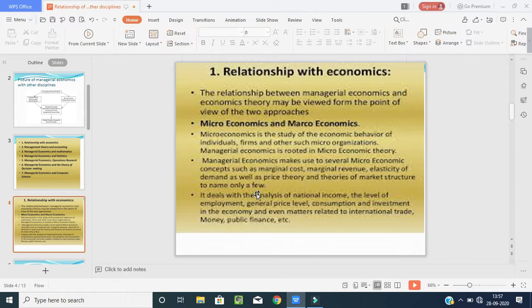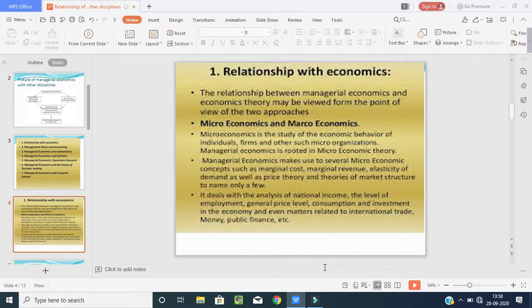Now it means managerial economics deals with the analysis of national income. What is our national income, what is the GDP, what is the NNP, what is the GNP, what is the gross per capita income, all these. That means the level of employment we can say. What is the level of employment, how much percentage of employment is there in the country, how many people are unemployed, how many people are in search of jobs or studying.